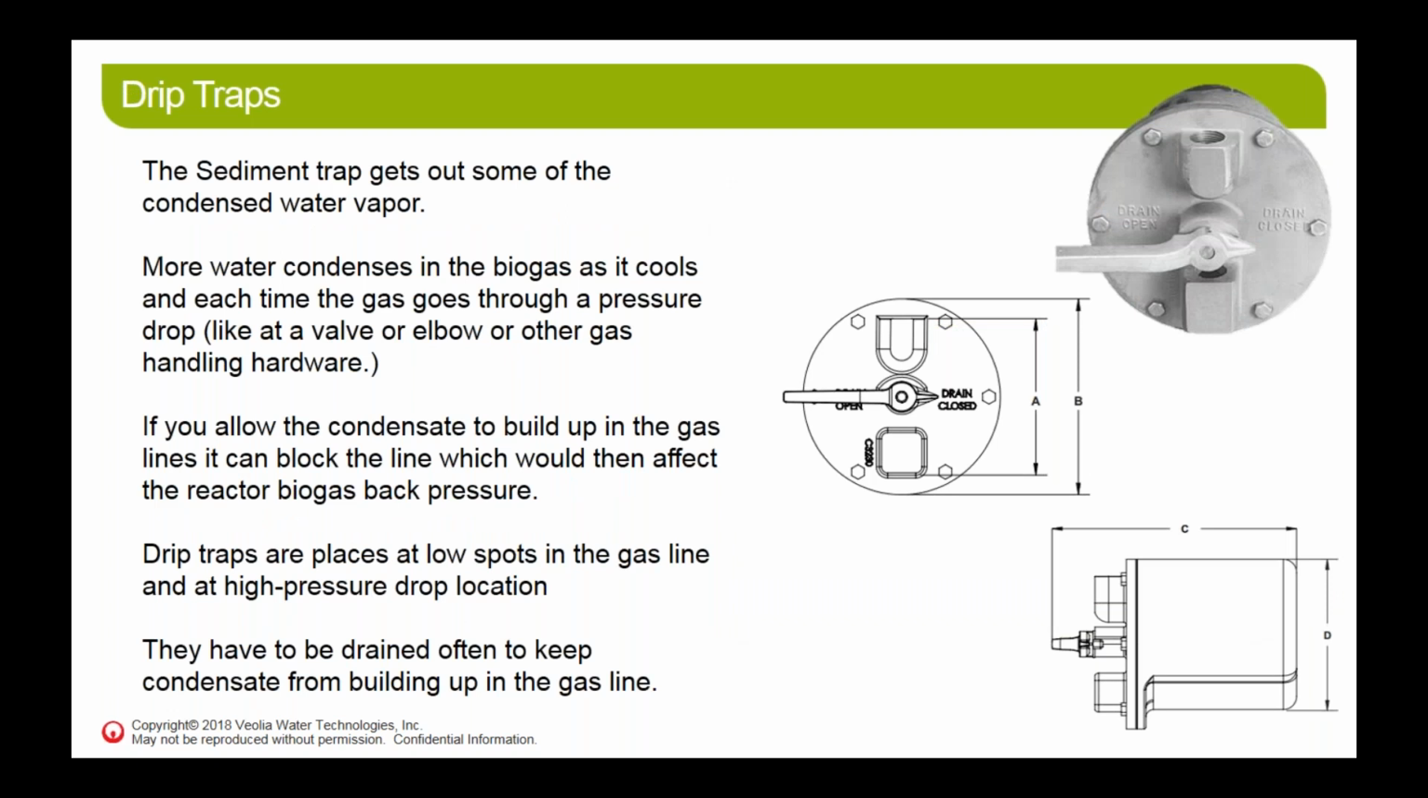The moisture, again, condenses in the biogas line as it cools, and each time it goes through a pressure drop, like a valve or a flame arrestor. So we provide drip traps at each of these locations and at low points in the line to collect this condensation so that it doesn't build up in the line. And we always provide the type of drip trap that allows the condensate to form into a reservoir, and as the reservoir fills, you have to manually open the valve to let it drain out.